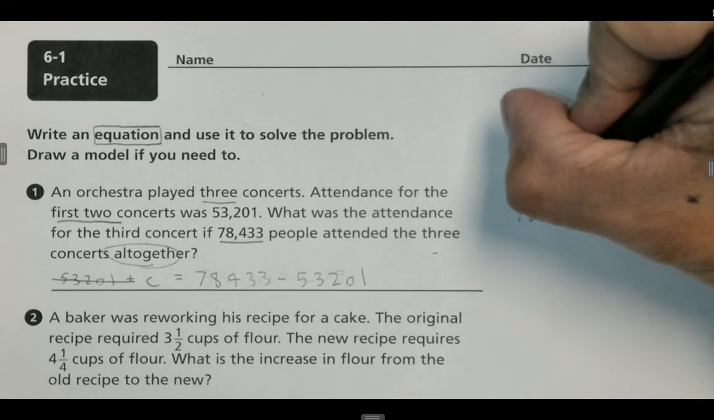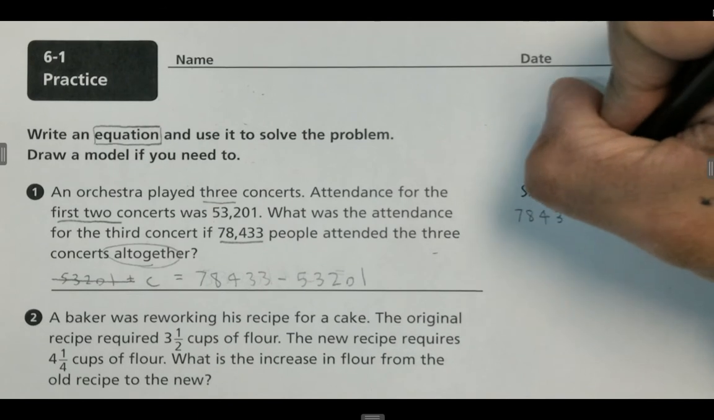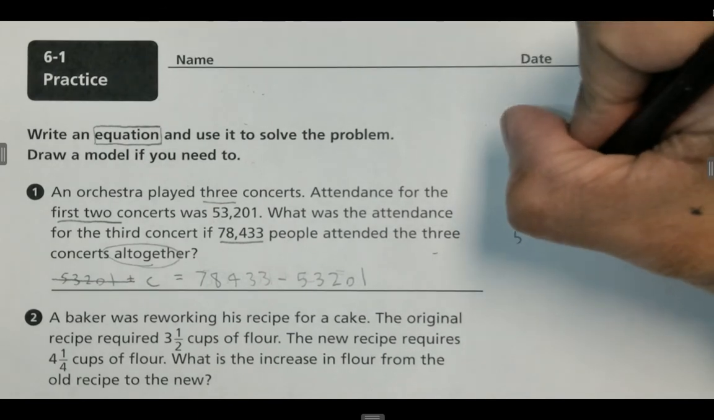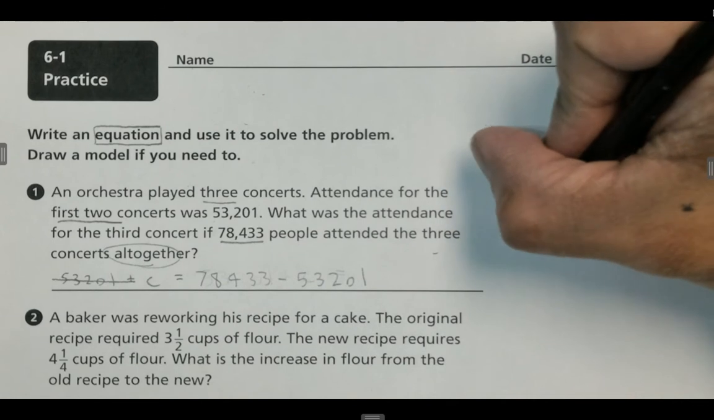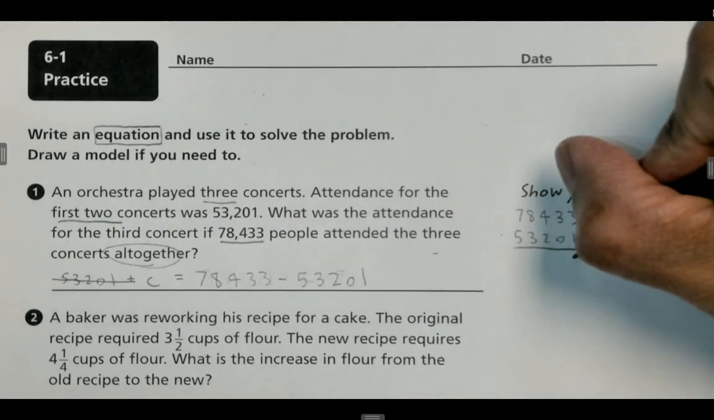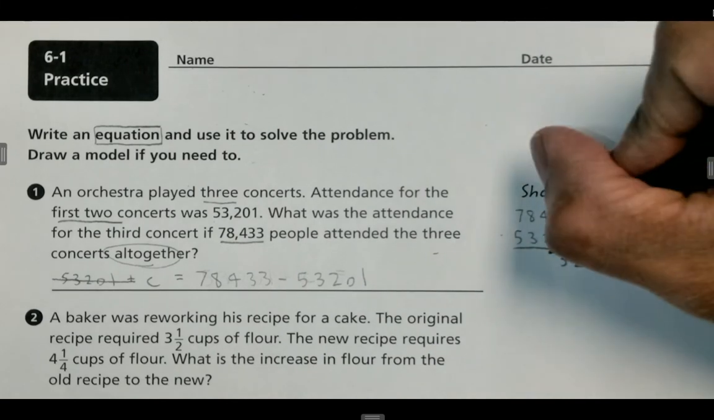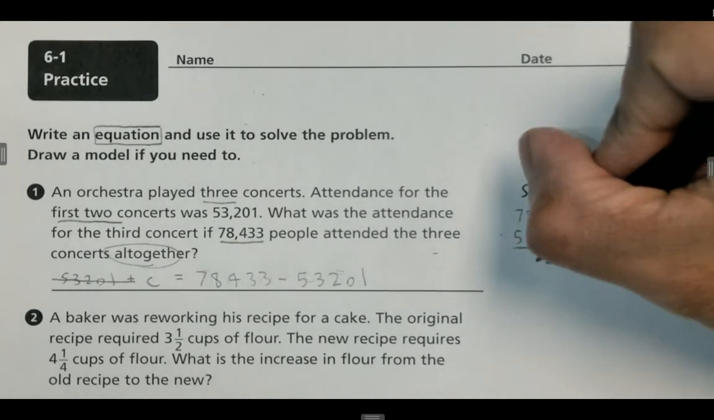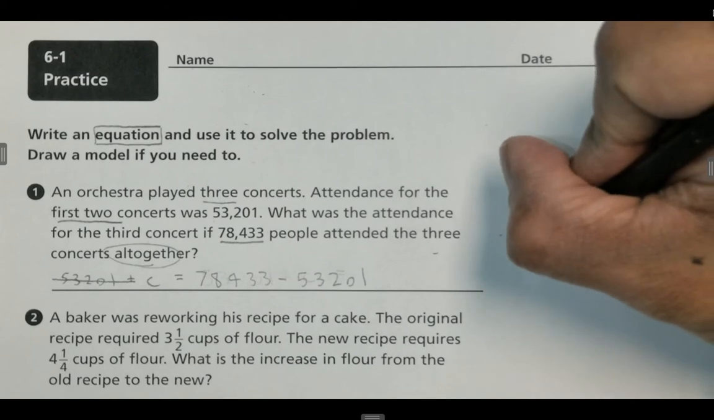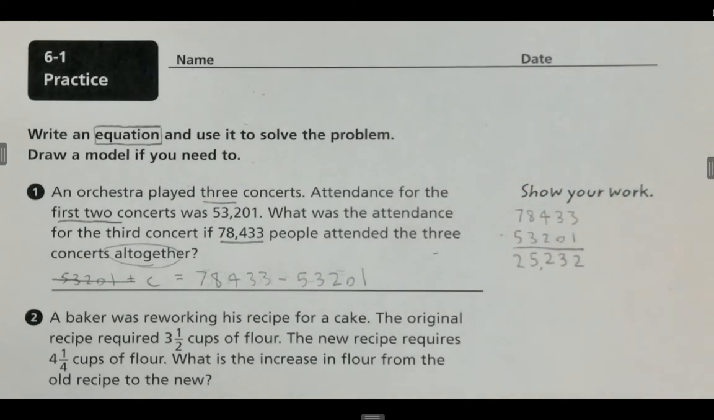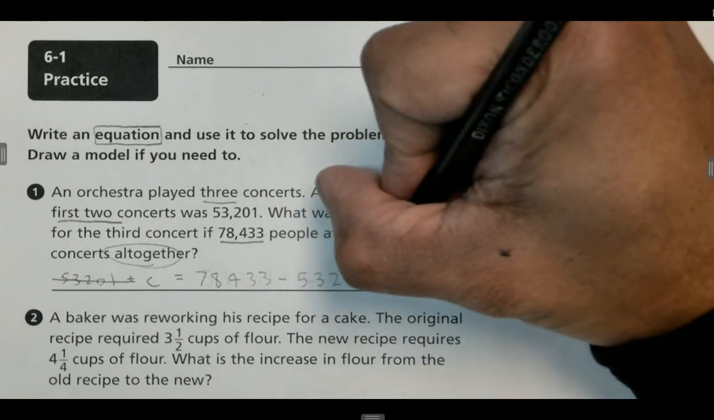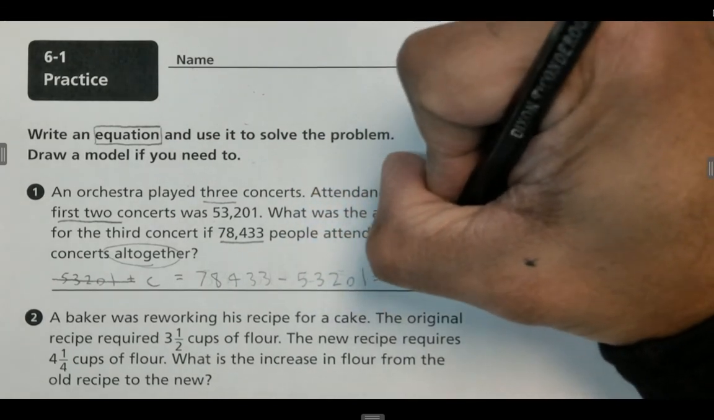Now I can set this up and solve it, and I'm going to do that in the space over here on the side. I need to line up my numbers by place value. 3 minus 1 is 2. 3 minus 0 is 3. 4 minus 2 is 2. 8 minus 3 is 5. 7 minus 5 is 2. I can insert the comma. And I've got my answer. The value of C, which represents the amount of people who attended the 3rd concert, is 25,232.